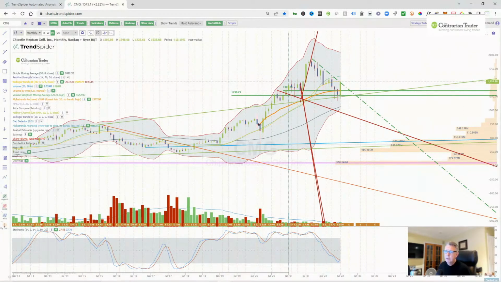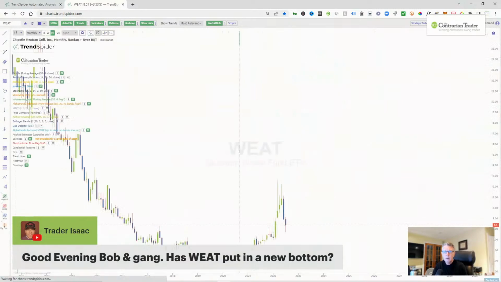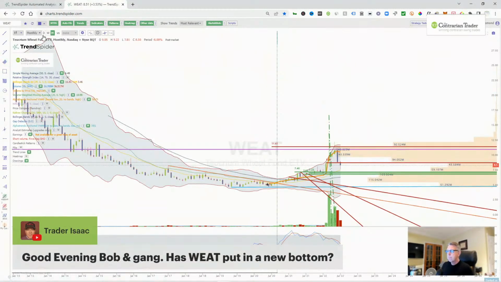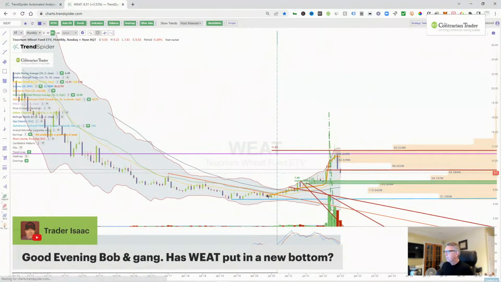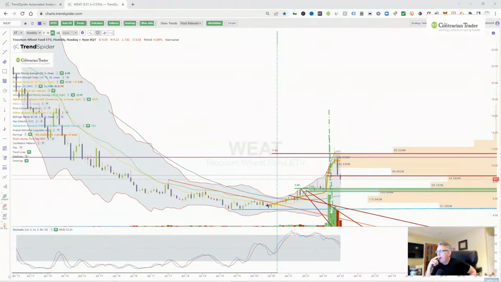And Trader Isaac is looking for wheat. Okay, so we kind of figured a few weeks ago that wheat was going to take a break and pull back, and it's certainly done that. Monthly stochastics are very weak, and they're getting weaker. We are trading off the lows of the month, though. That's a good thing.